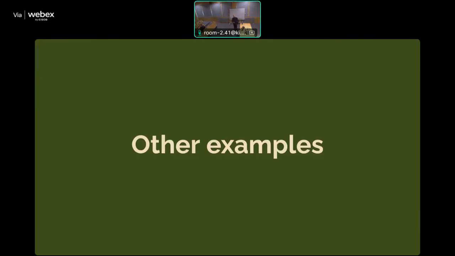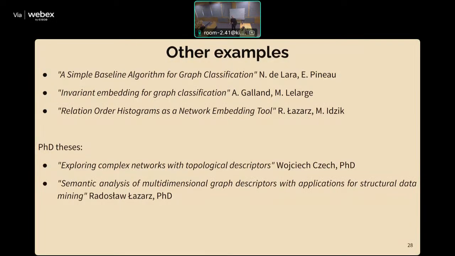So there are a few other examples, also from our faculty. The first example is from the NeurIPS workshop, a simple baseline algorithm for graph classification. This is, if I remember correctly, from 2018. And the second is from the ICLR workshop from 2019, invariant embedding for graph classification. And indeed, those methods were also very, very good. So this shows that this area is really an active research area.